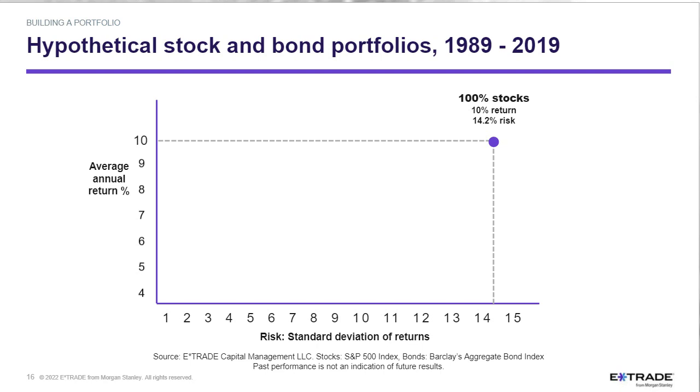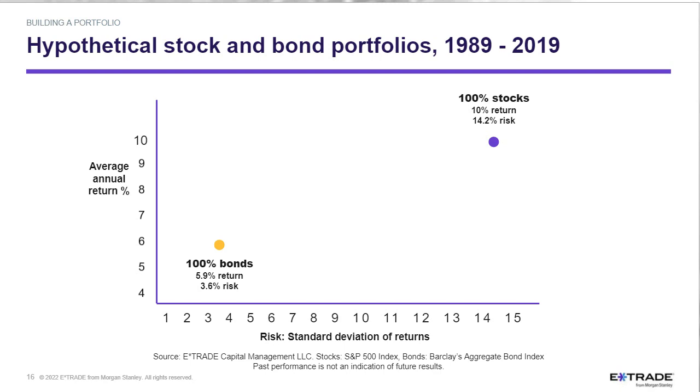On the other end of the scale here is a portfolio of 100% bonds. And had you invested 100% in U.S. Treasury bonds, actually this is the Barclays Aggregate Bond Index, so it's just a general level of bond returns, you would have gotten a little less than a 6% return per year, but with much lower risk, standard deviation of only 3.6%. And now, what about the portfolios in between?